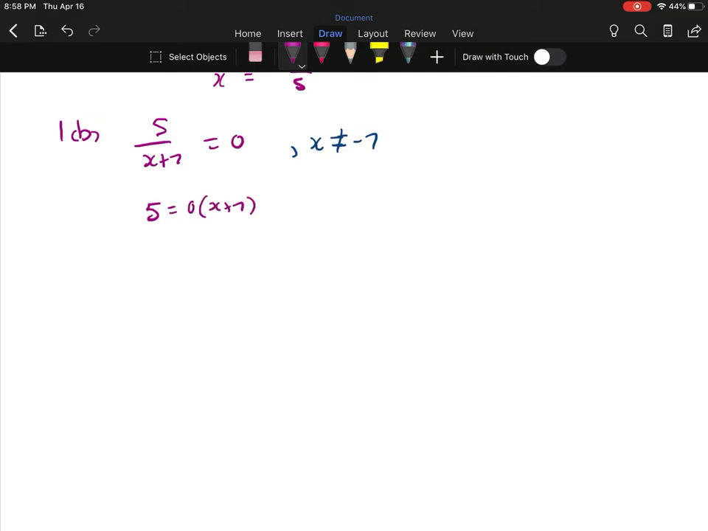And so in this question, I want to get rid of dividing by x plus 7, so I move it over to here and make it 0 times the x plus 7. Well, 0 times anything is 0, and I get 5 equals 0, which seems ridiculous. And all that means is there's no way for 5 over x plus 7 to come out to be 0. There's no solutions here.